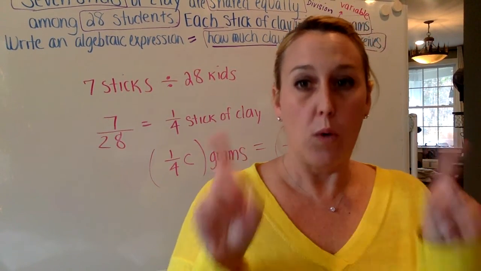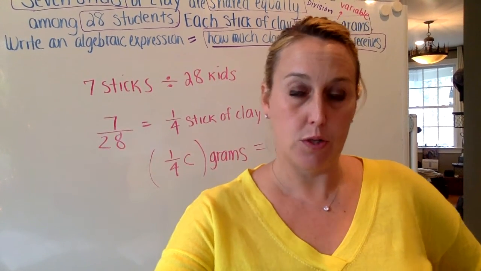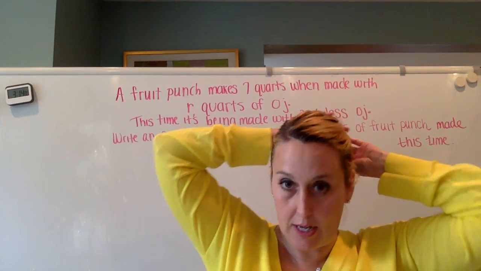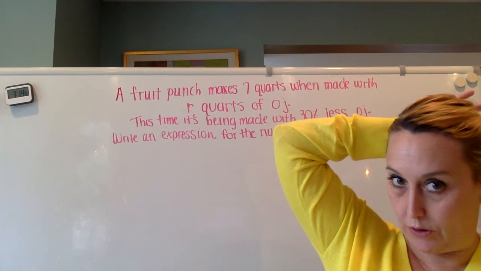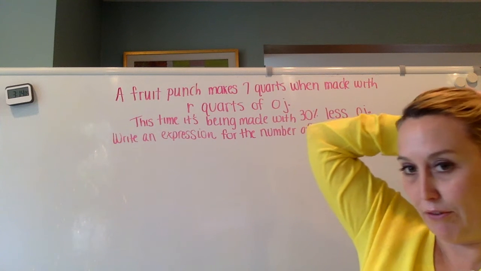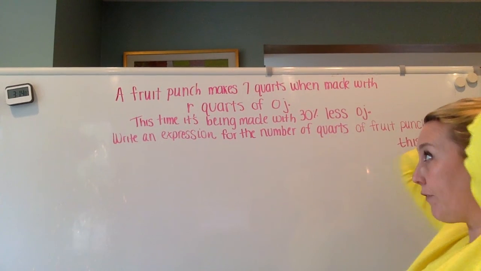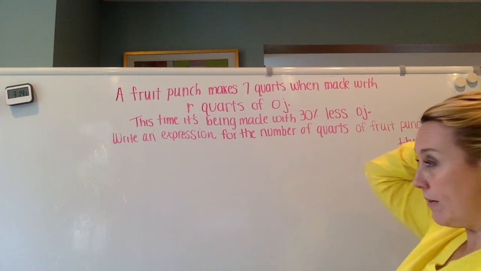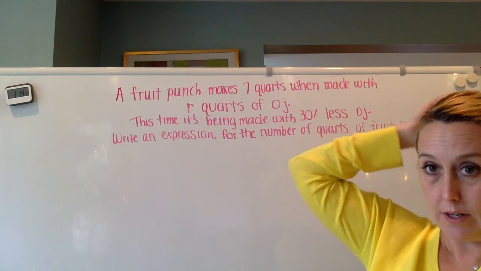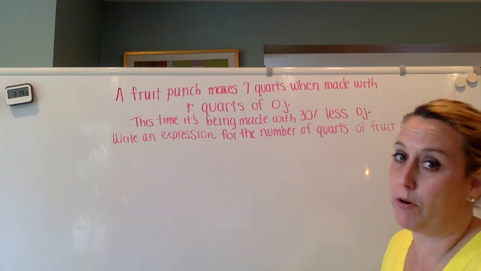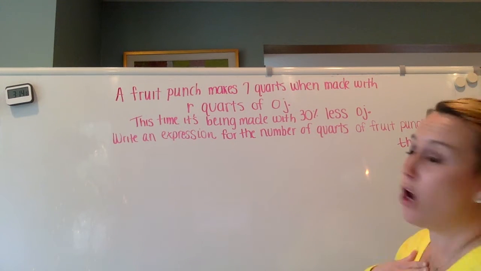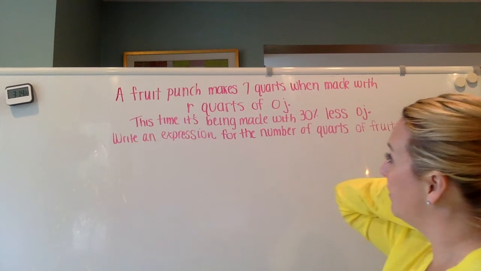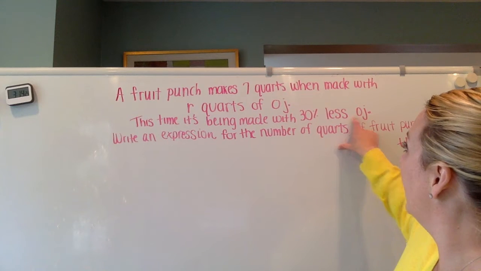All right, one more, and then you're going to do some practice. Okay, last one before you try a couple of these on your own. So let's try that again. A fruit punch makes 7 quarts when made with R quarts of orange juice, I just abbreviated OJ. This time it's being made with 30% less OJ.